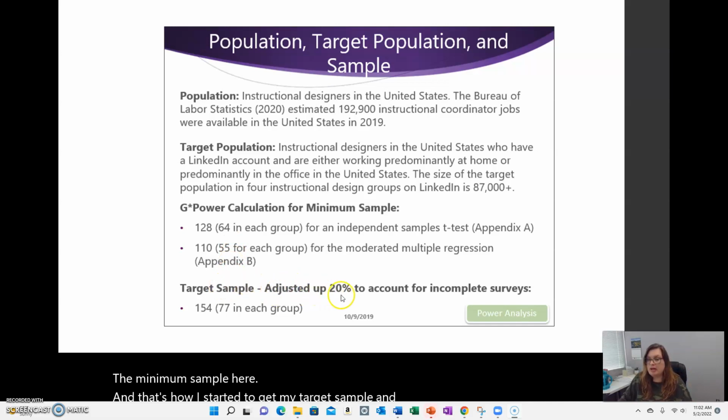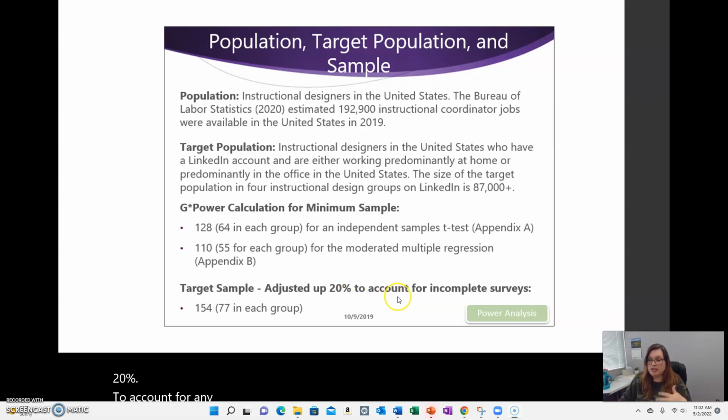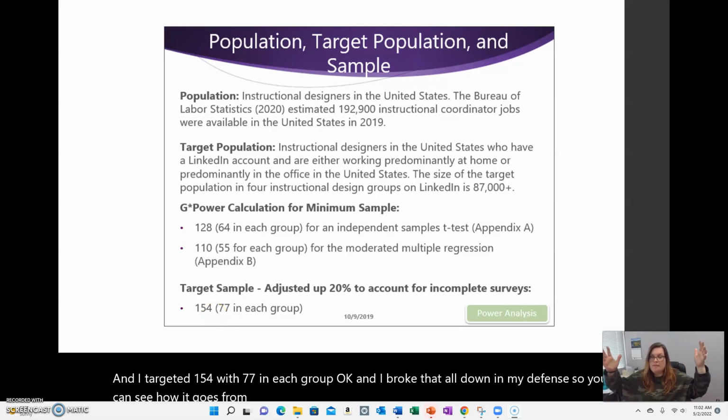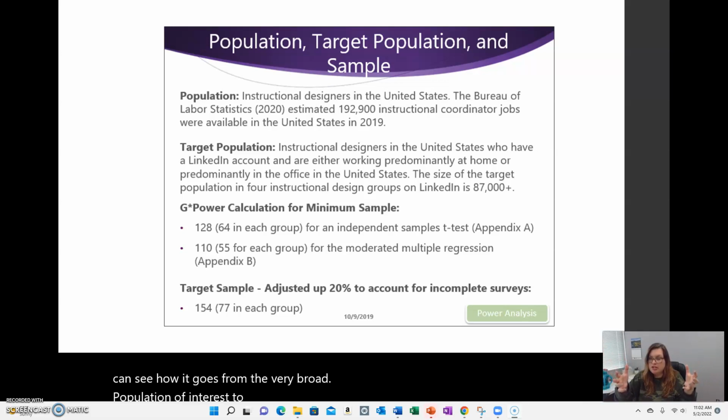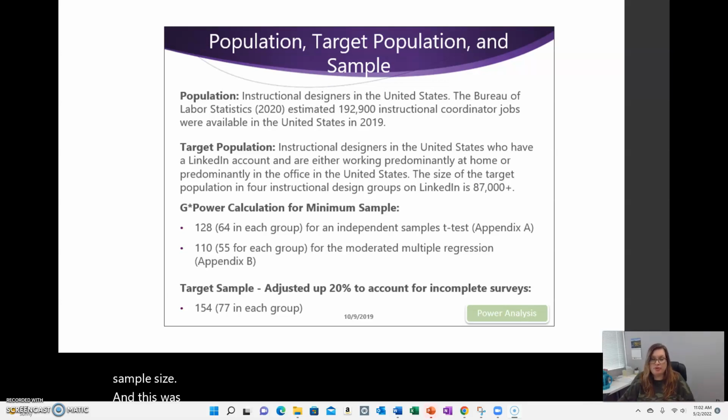I adjusted my numbers up 20% to account for any incompletes or duplicate surveys. So my minimum sample was 128 with 64 in each group, and I targeted 154 with 77 in each group. I broke that all down in my defense. So you can see how it goes from the very broad population of interest to the target population that describes who I'm going to go to actually gather my data. Then I defined my calculations and identified my target sample, my study sample size. And this was for my proposal defense.